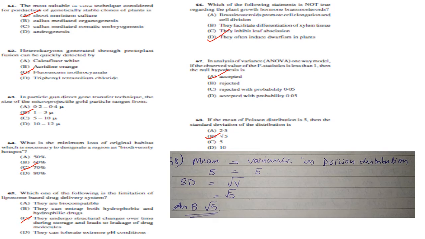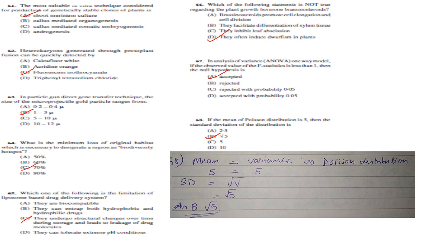Then next one, in particle gun direct gene transfer technique, the size of the microprojectile gold particle ranges from 1 to 3 microns. Answer is option B. Then next one, what is the minimum loss of original habitat which is necessary to designate a region as biodiversity hotspot? That is 70%. Answer is option C.